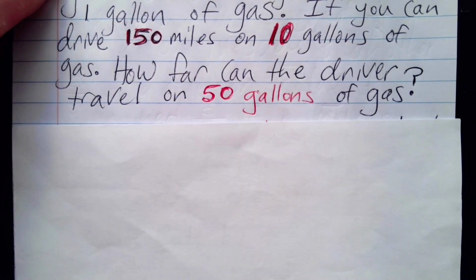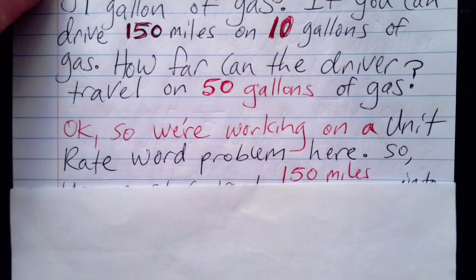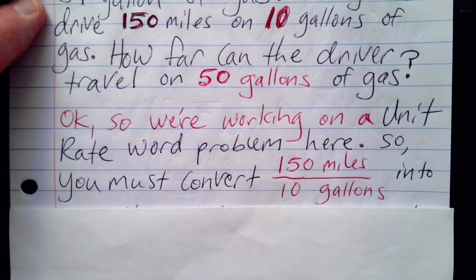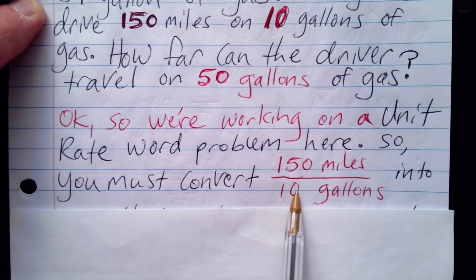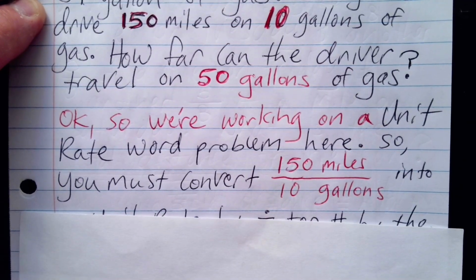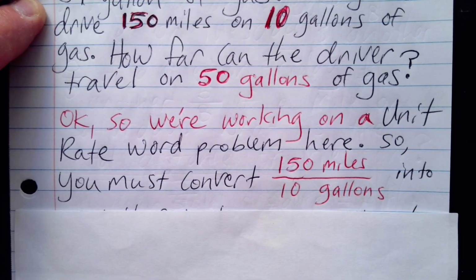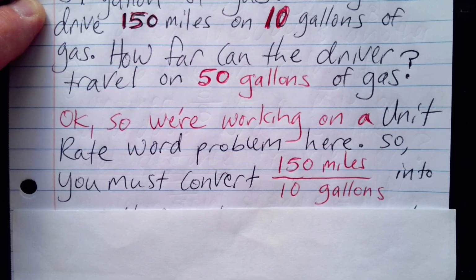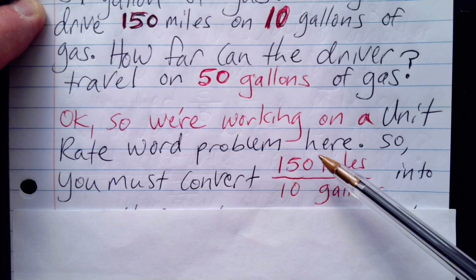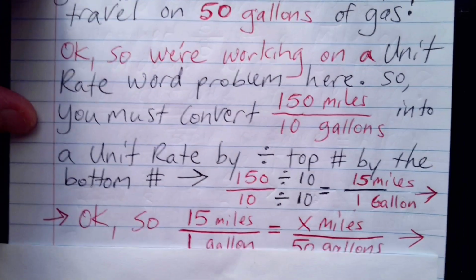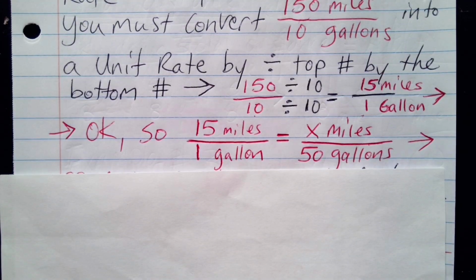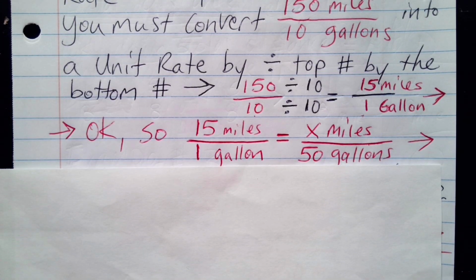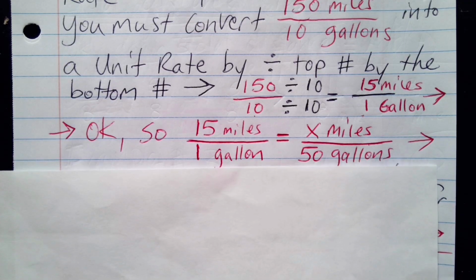So I took 150 again, divided 150 divided by 10. So I divided 10 into top and bottom, because if I divide 10 into the base of this fraction, that would give me a 1 in the denominator. That's how you create a unit rate. All right, so both top and bottom was divided by 10, which left me 15 miles per 1 gallon. Now, they want to know, hey, how many miles can I travel on 50 gallons?